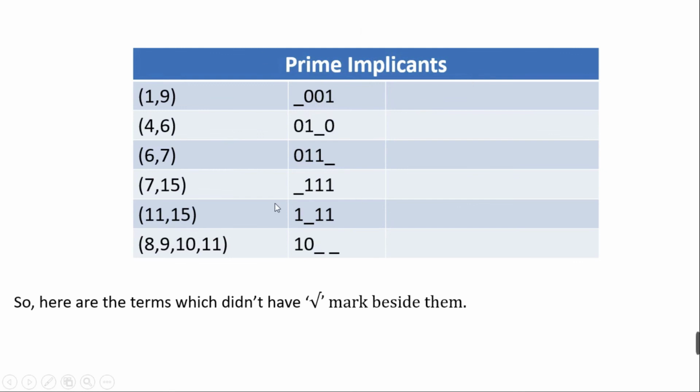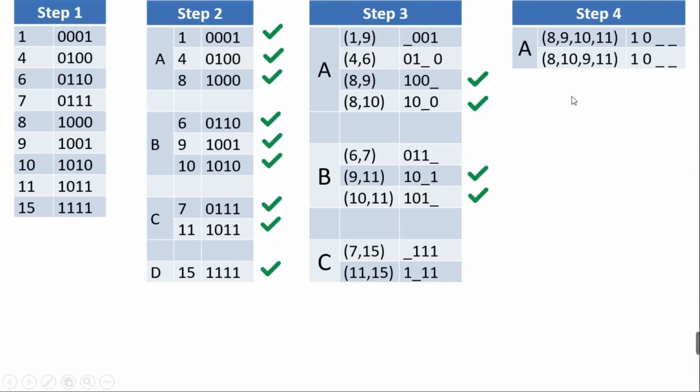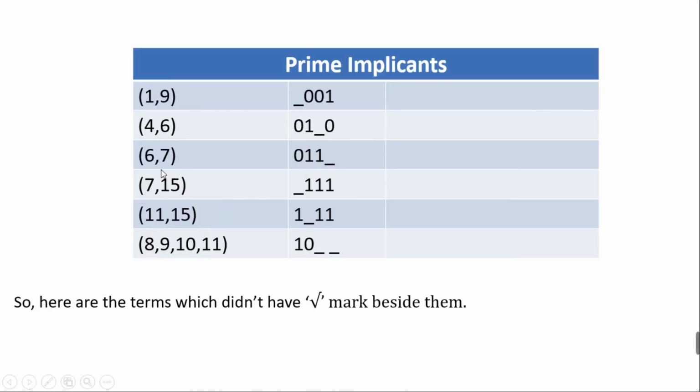Alright, you may have one question: we have written only 8 9 10 11, so why didn't we take 8 10 9 11? Well, basically they are the same thing. They have the same representation, so we just ignored the redundant term and taken it only once. So these are the terms which didn't have any ticks beside them, and these are called prime implicants.